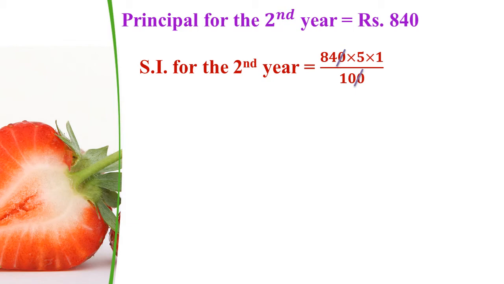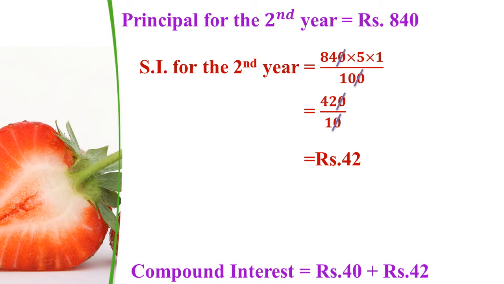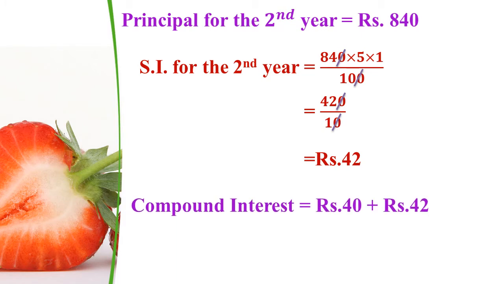Here 0 and 0 get cancelled out. Then multiply 84 and 5. We get 420 by 10. 0, 0 get cancelled out. Rupees 42. Simple interest for the second year equals rupees 42. Compound interest equals rupees 40 plus rupees 42, rupees 82.